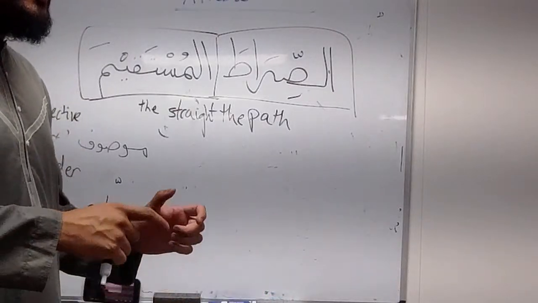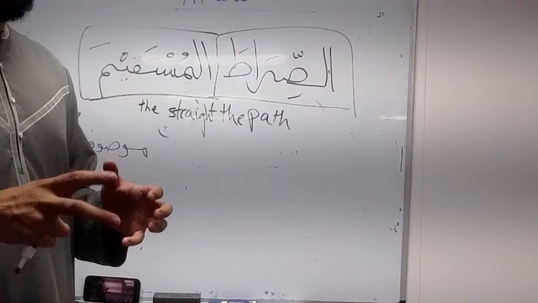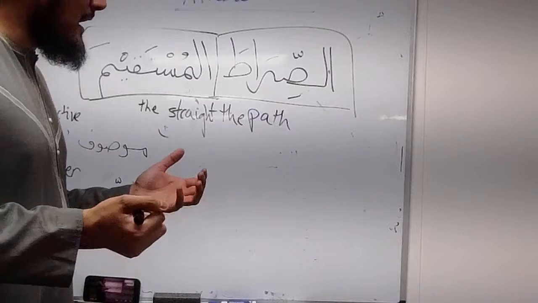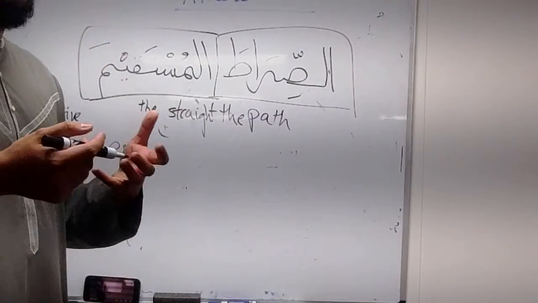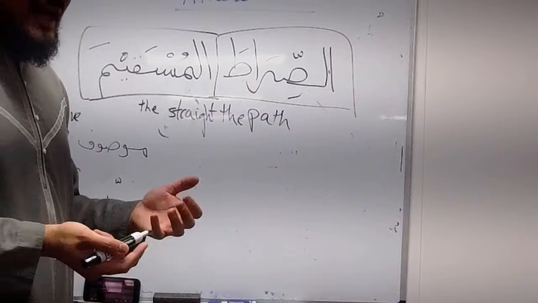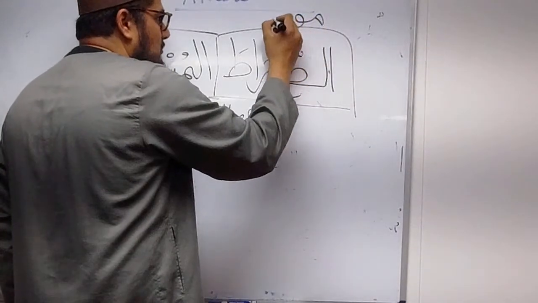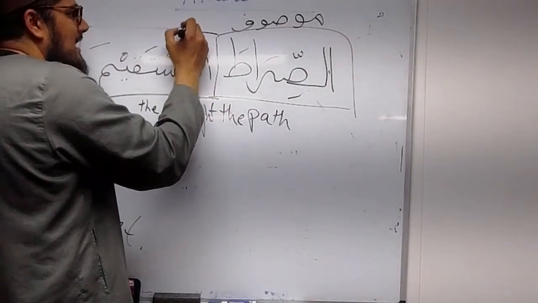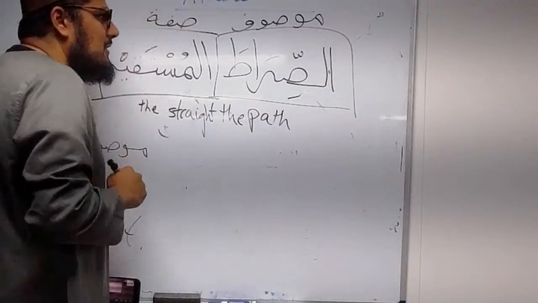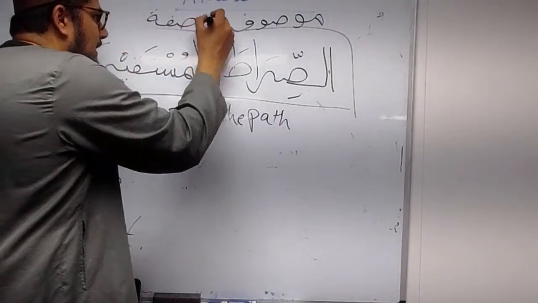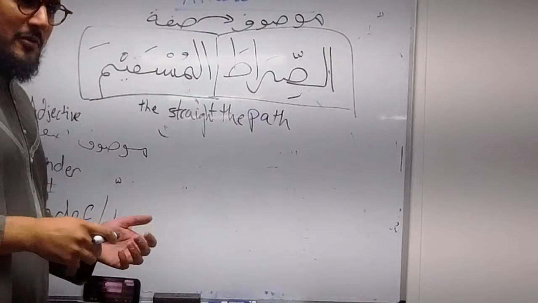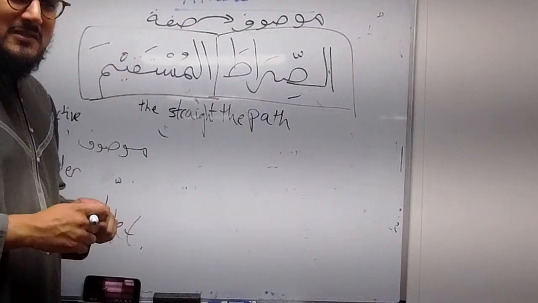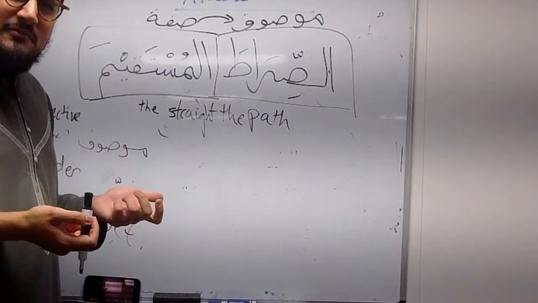So in order for this to mean the straight path, we have to identify that four things are happening. Number one, identify the mawsoof. What's the thing being described here? The path. So we call that our mawsoof. What's the describing word itself? Al-mustaqim. So this is our Sifah. The rule is that the Sifah must copy the mawsoof in four things. The first thing it copies is its gender. What's the gender of the word sirat? How do you know that?